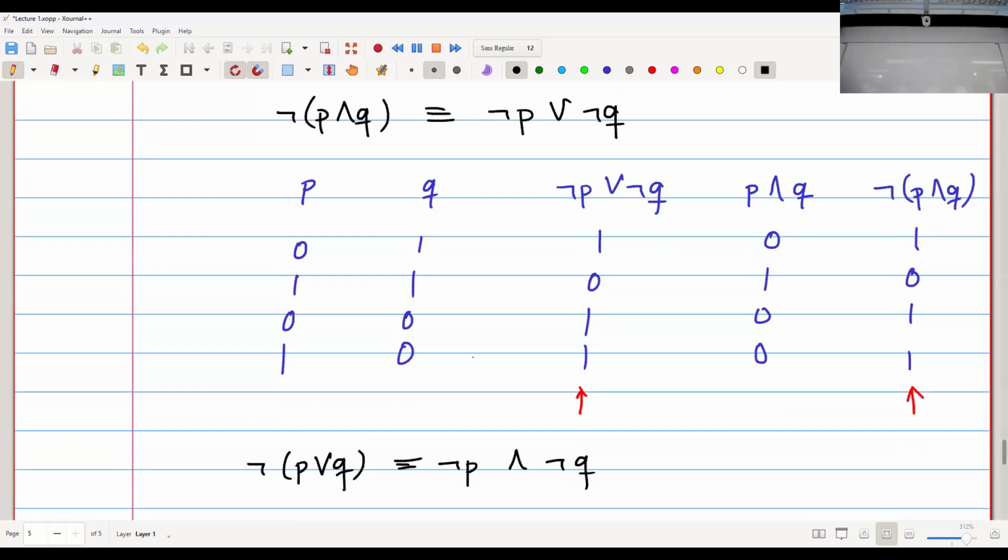Now you can again do the table, but the intuition is this. On this side, I'm promising that P or Q is false. But when can P or Q be false? It's false only when both sides are false, both P and Q are false. But that's exactly the promise that I'm making on the right side. I'm saying P is false and Q is false. Okay. So these two are equivalent.